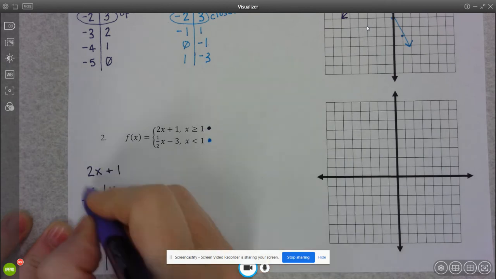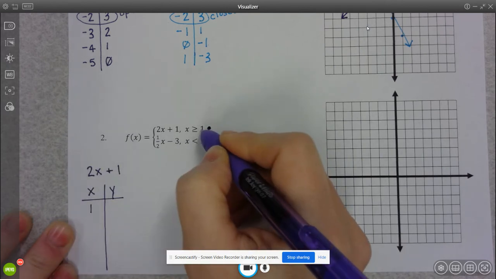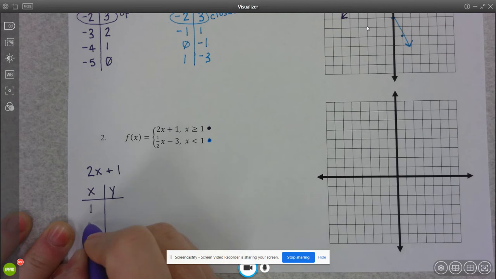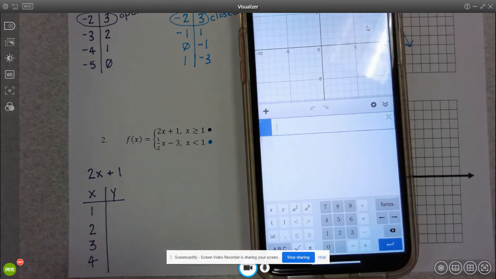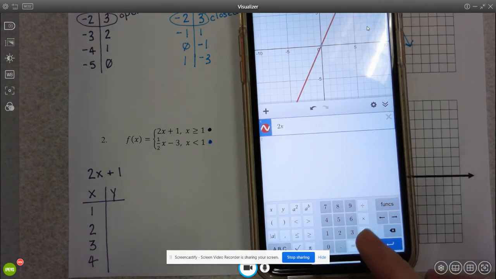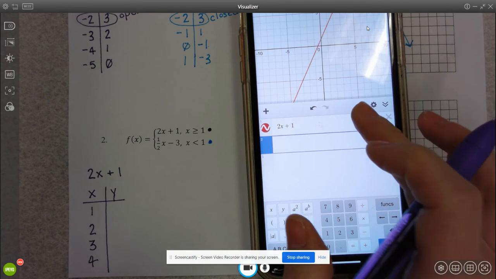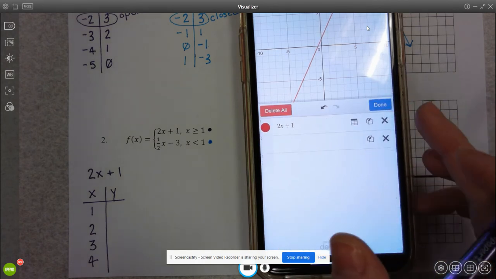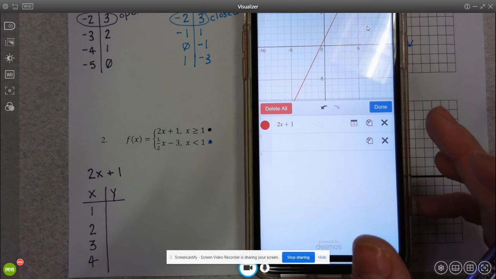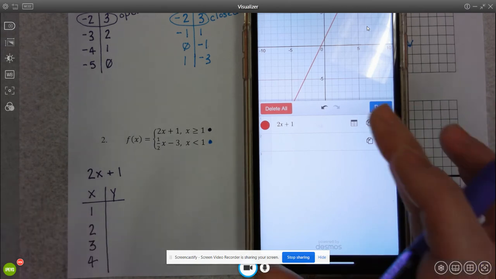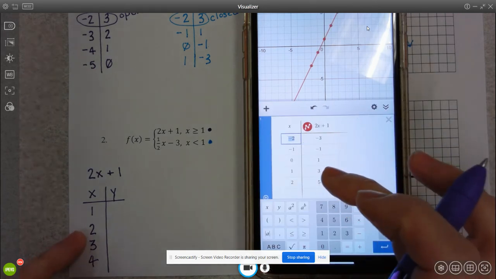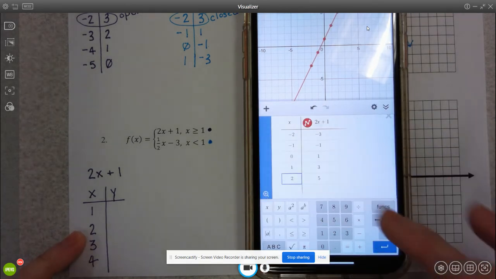Now I have to include 1, and then these are going to be numbers that are bigger than 1. So 2, 3, 4. Now, the nice thing about Math 3 is we get a calculator the whole time, so I don't have to do this in my mind. So I can do 2x plus 1 here. I'm going to go to settings. I'm doing this in my Desmos graphing calculator on my phone. You could do this on your TI-84 or whatever you have as well. I'm going to turn this into a table. Now I need 1, 2, 3, and 4.